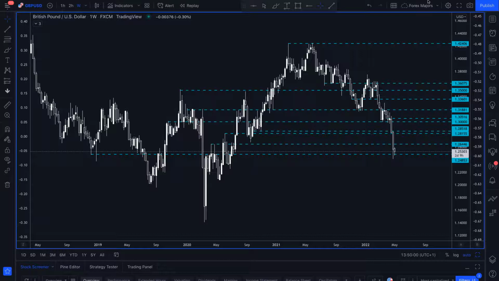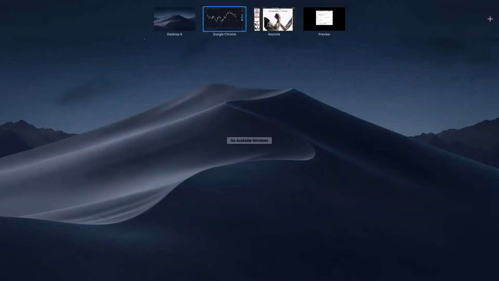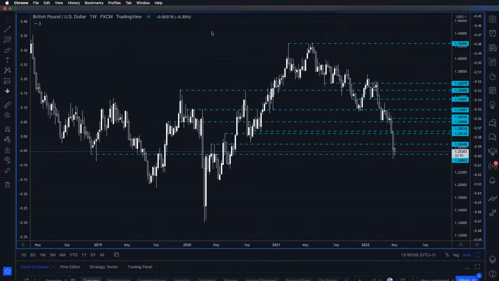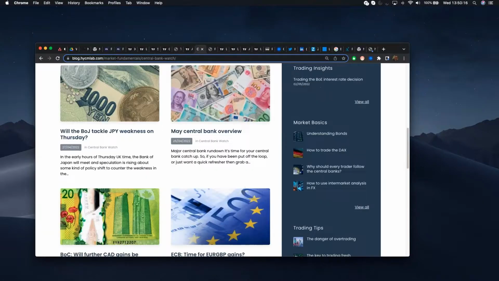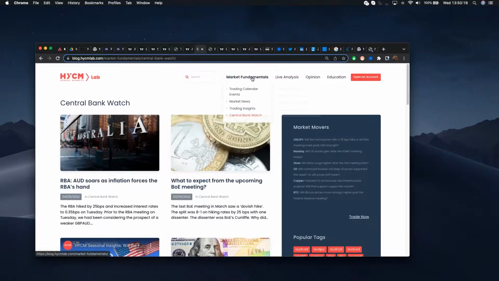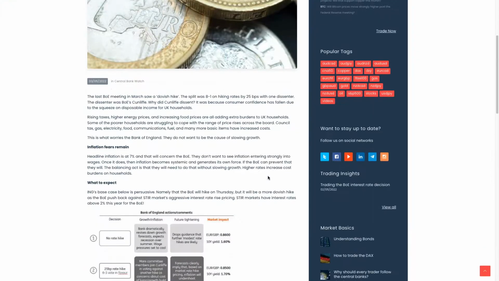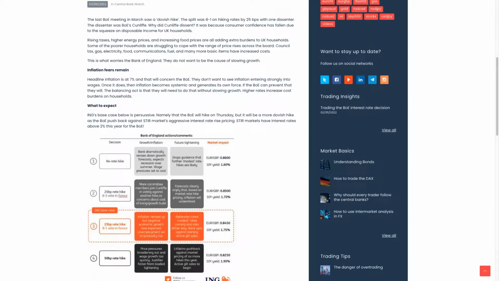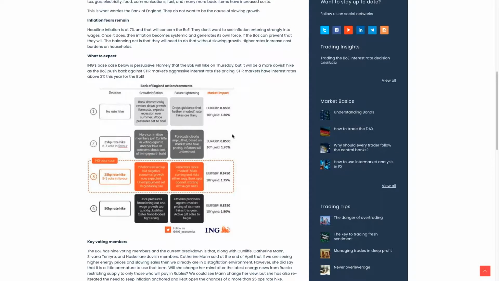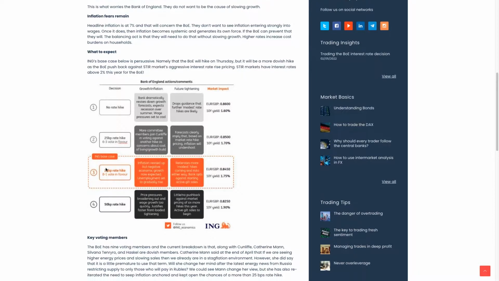If you just look at the report I put up here, there was some really good research done by ING, and here it is: what to expect from the upcoming BoE meeting. Now, if we have a look here, what ING are expecting is a 25 basis point rate hike. Now, if there's a 50 basis point rate hike, we'd expect the euro pound to push significantly lower, and you could do a sell on stop in case that happens.